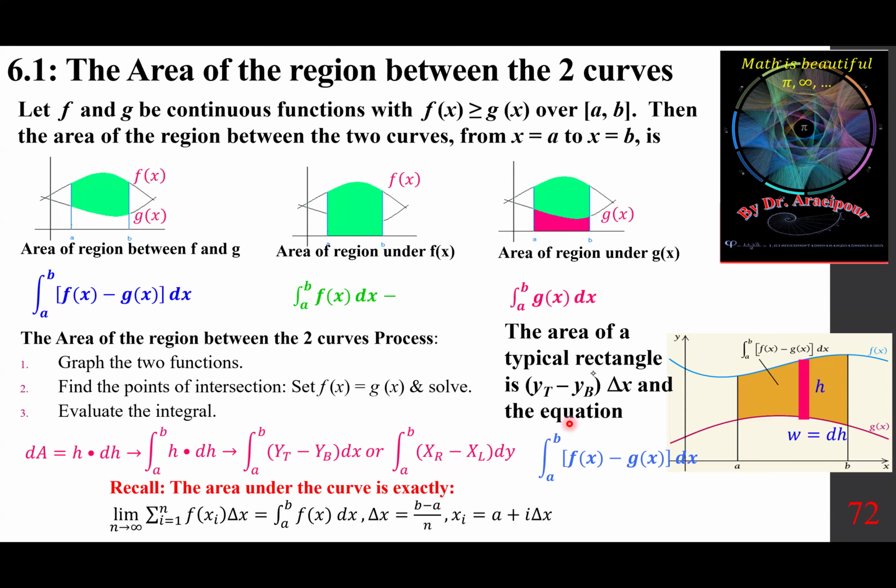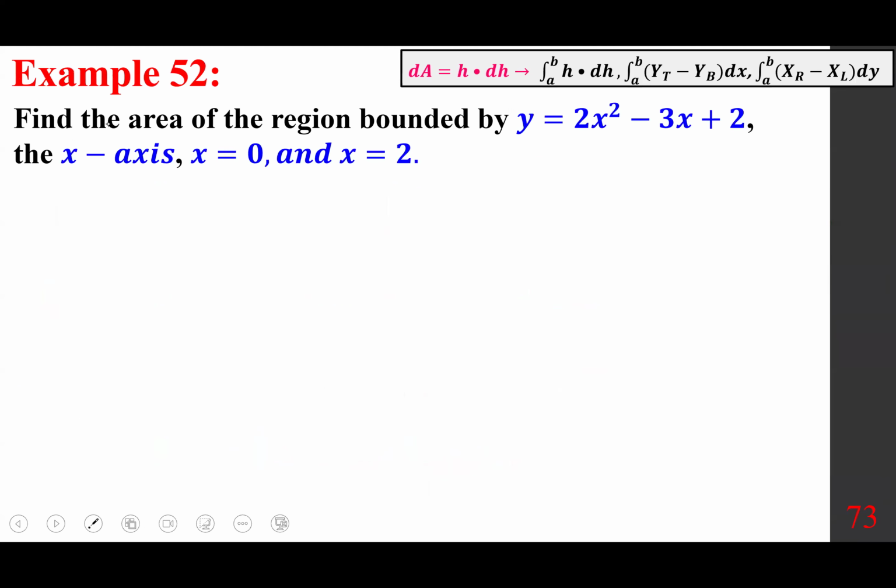So the integral of a to b f of x minus g of x dx. Now find the area of the region bounded by this function y equals x squared minus 3x plus 2, the x-axis, x equals 0 and x equals 2. First and foremost, I'm going to assume everybody can graph. This is a basic parabola, and all you have to do is pick up a few points, including the vertex, x equals minus b over 2a, and do that.